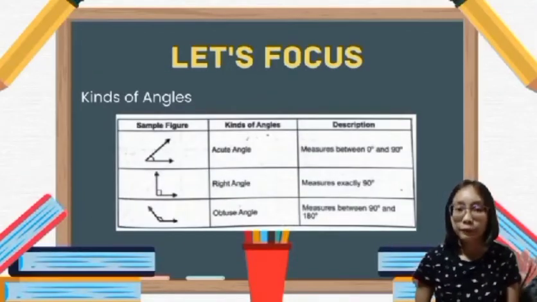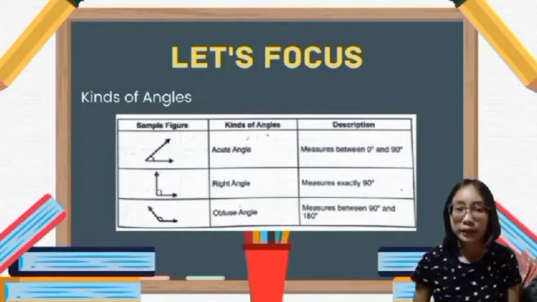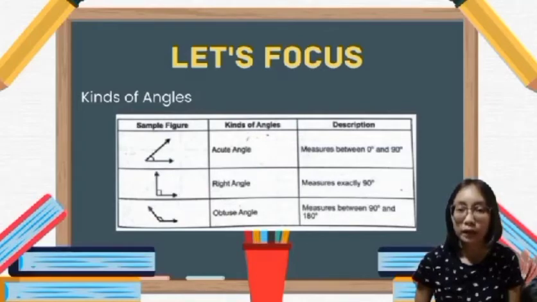Now, let's focus. Kinds of angles: we can see that on the right side of the table, there are sample figures of angles, while in the middle are the names or the kinds of angles, and that is acute angle, right angle, and the obtuse angle.